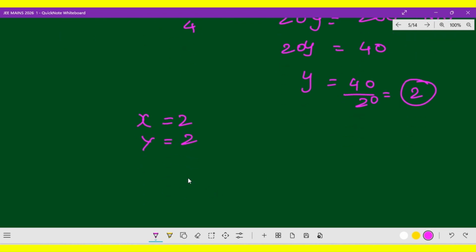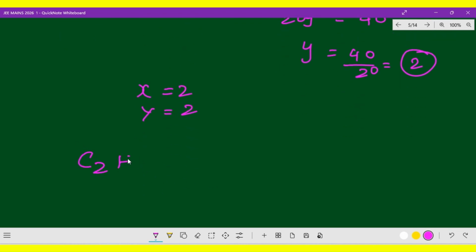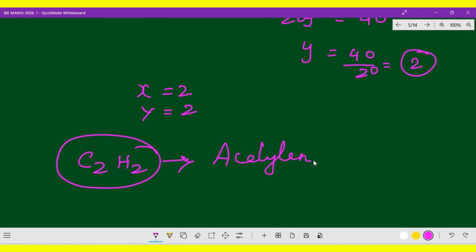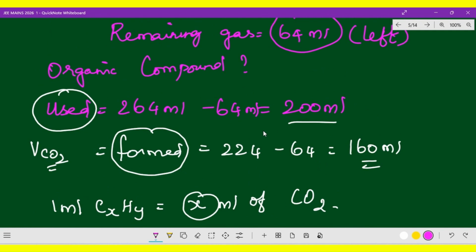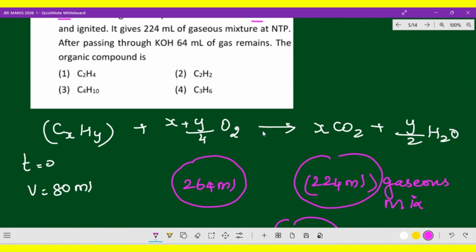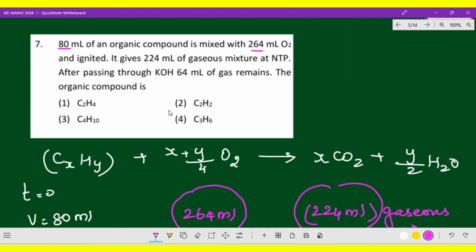So what is the answer? C2H2 is the organic compound, acetylene. Acetylene C2H2 is the compound's name. I hope you got the clarity. C2H2 is the answer. All right, let's go to the next question.